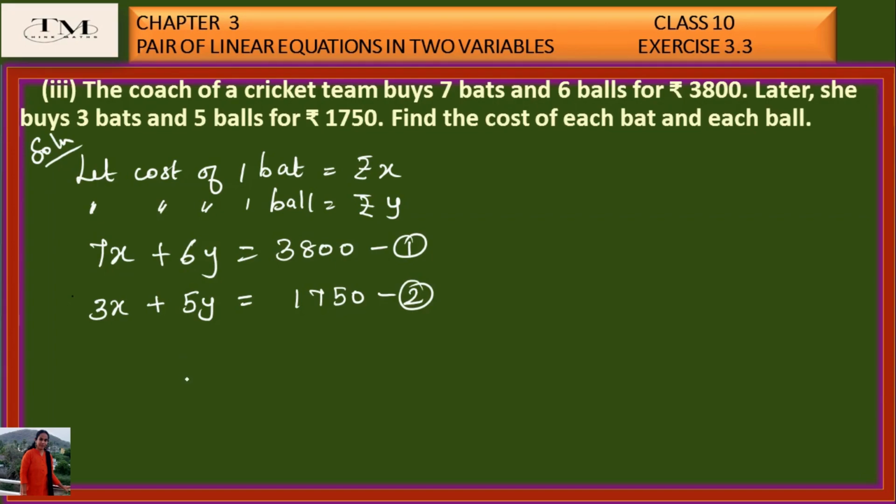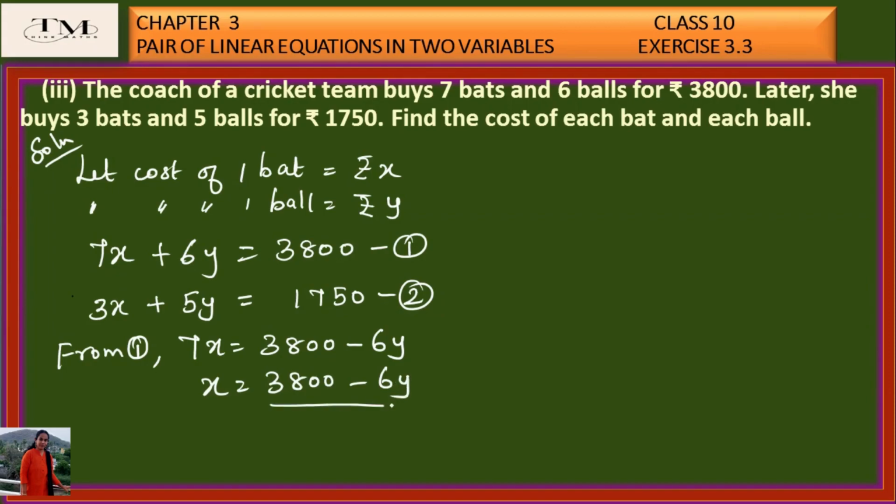Now we have to solve the equations. So what can we do? We can find x from 1. So from 1, 7x equal to 3,800. This plus 6y will become minus 6y. So x will be equal to 3,800 minus 6y divided by 7, as the product 7 will be in division on the other side. So this is the third equation. Now we have to substitute this value of x in the second.